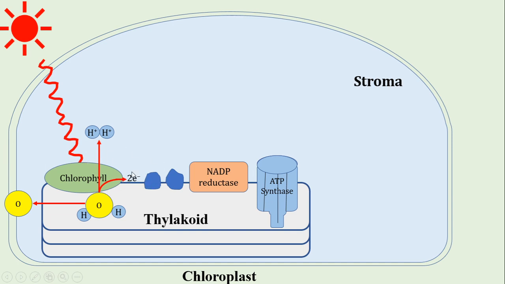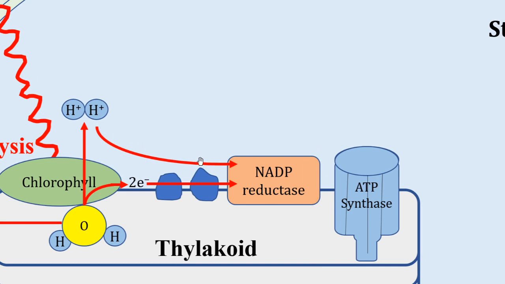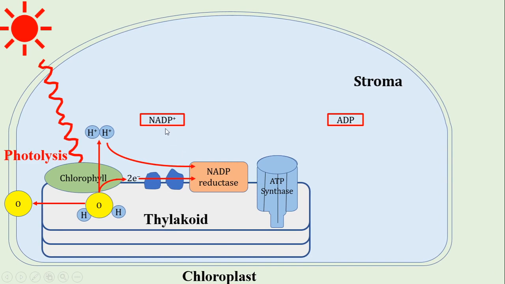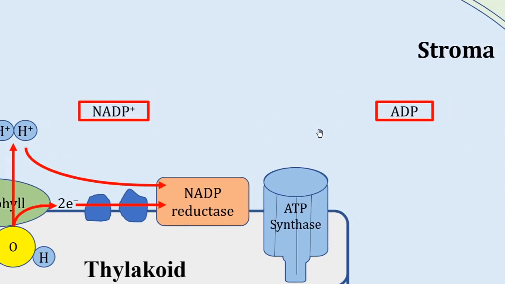And then these two electrons and two protons will go to the NADP reductase. The proton will directly travel to the NADP reductase, while the two electrons will travel to NADP reductase using the electron transporter carrier molecules. And also in the stroma there are two high energy compounds present called NADP plus and ADP. They are not at the highest energy state, they are at some lower stage, but they can acquire energy, they can capture energy to form NADPH and adenosine triphosphate.